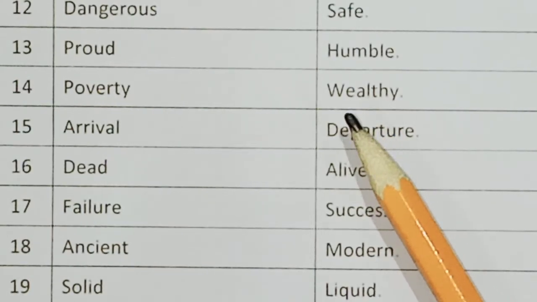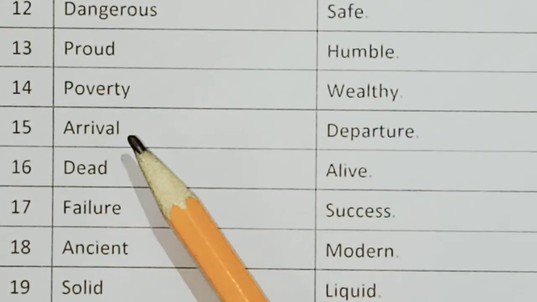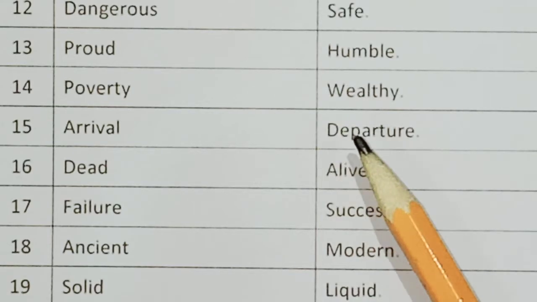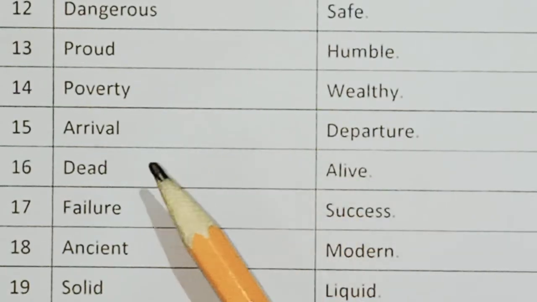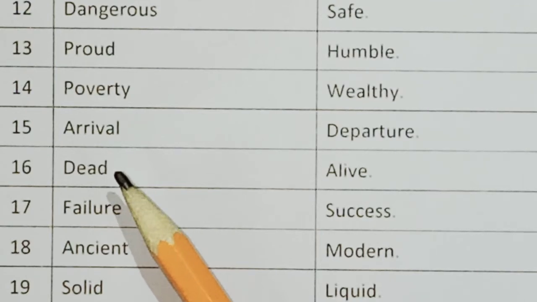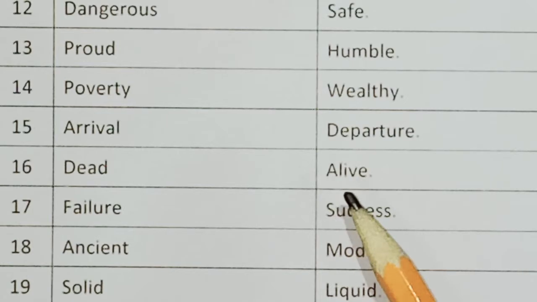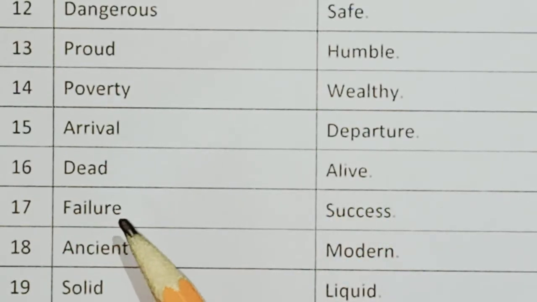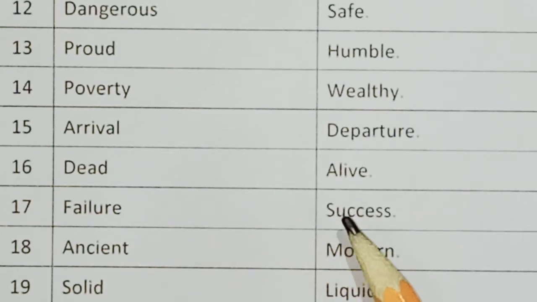Wealthy means ameer, daulatmand. Next word is arrival. Arrival means amad. And the opposite of this word is departure. Departure means ravangi. Then the next word is dead. Dead means murda. And the opposite of this word is alive. Alive means zinda. The next word is failure. Failure means nakami. And the opposite of this word is success, means kamyabi.